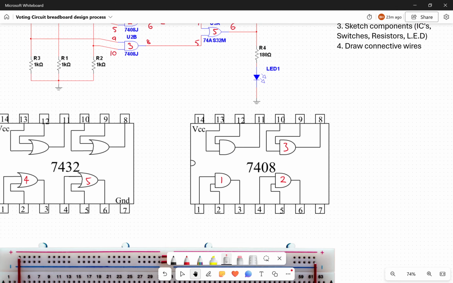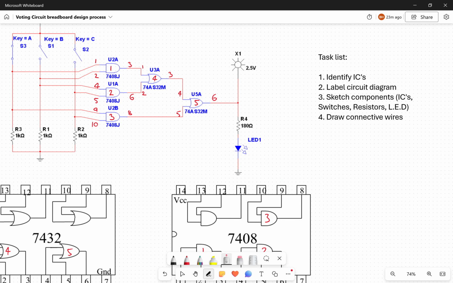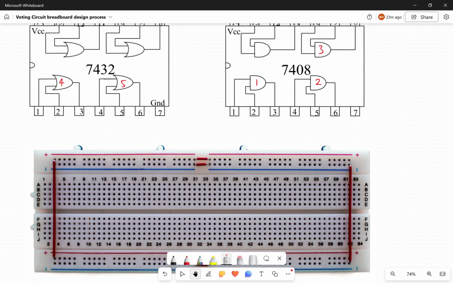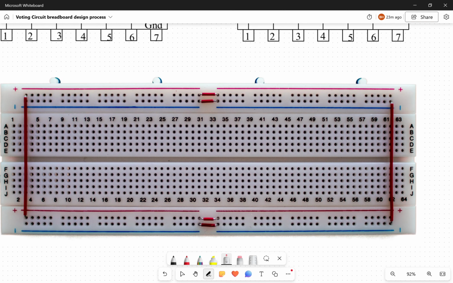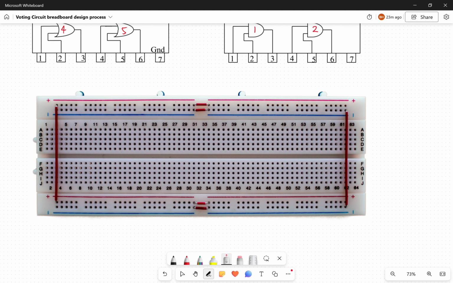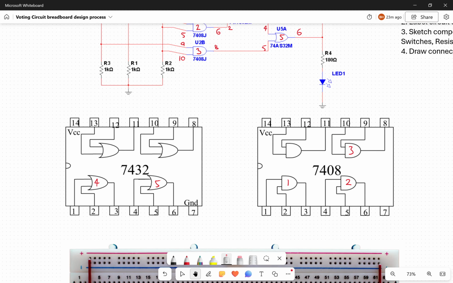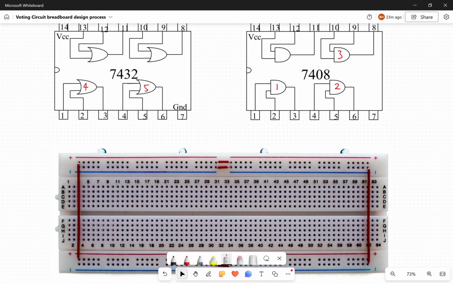So we've done point number 2. Then it asks us to sketch components such as your ICs, switches, resistors and LEDs, and we're going to sketch these onto the breadboard. Now I always recommend that we do these as accurately as possible, so when you can see it accurately, you can just replicate that and build it as is on your breadboard.